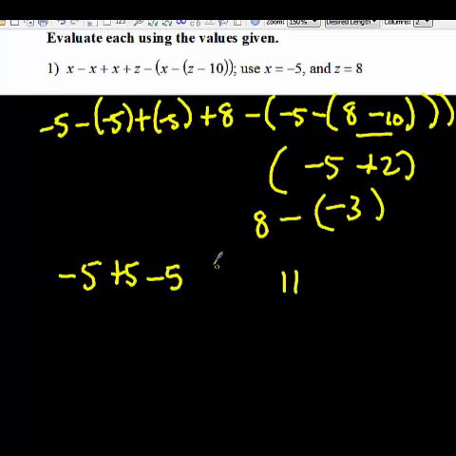And now I have this in the front, so -5, that would become +5, and we've already included that, so that would become +11. So -5 plus 5 goes away, so that's that. -5 plus 11 gives me 6, and that would be our answer for number 1.